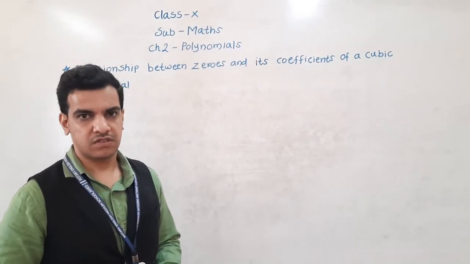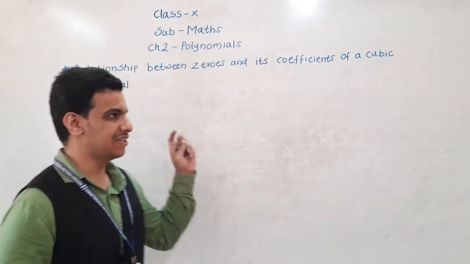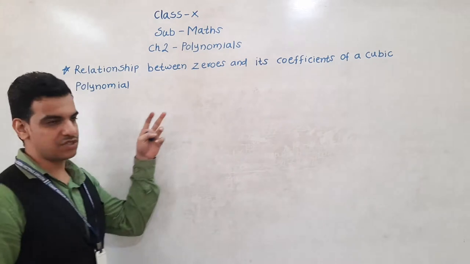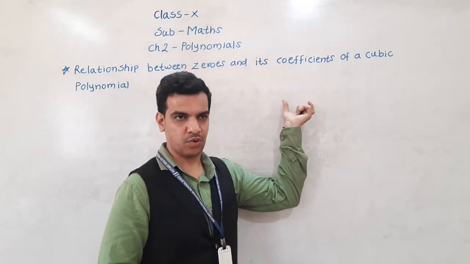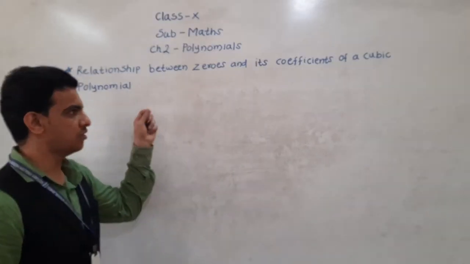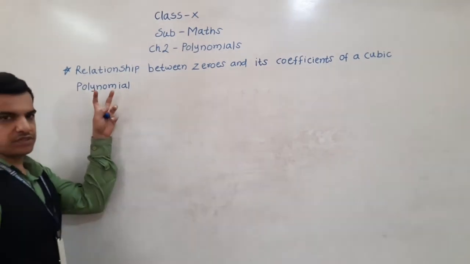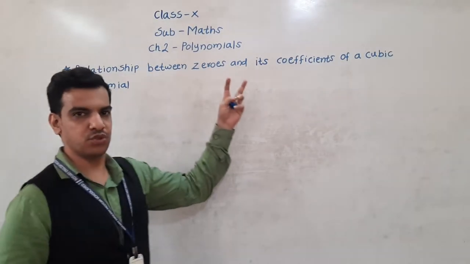Good morning, students. Yesterday we learned the relationship between zeros and coefficients of a quadratic polynomial. Today we are going to learn the relationship between zeros and coefficients of a cubic polynomial.